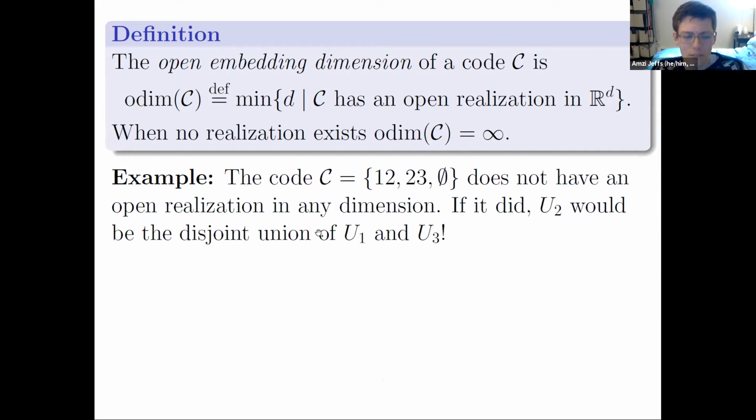And then let me just convince you that I need this convention that things can be infinity. Here's a code, again, 3 neurons, pretty simple, but only 3 code words this time. And what you'll notice in this code is that neuron 2 always appears with 1 or 3, but never both of those at the same time. So if I tried to draw a picture of this, I'd have U2 covered by U1 and U3, but those are disjoint. And that's not even possible for connected open sets, much less convex open sets. So here the open embedding dimension is infinity.